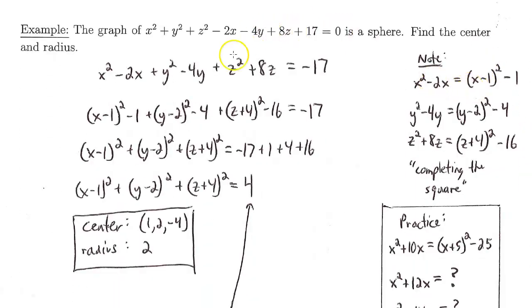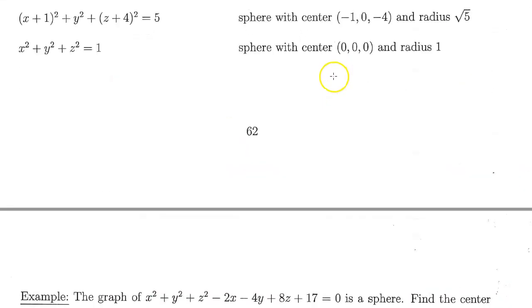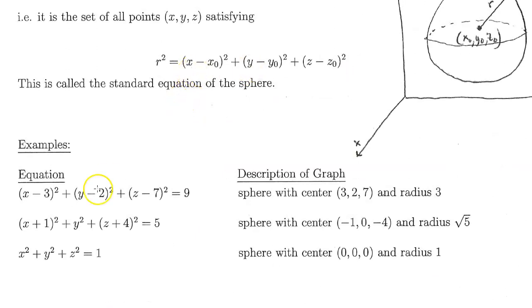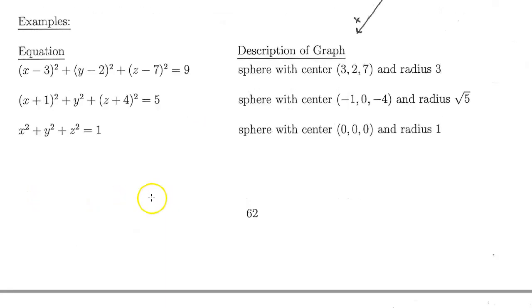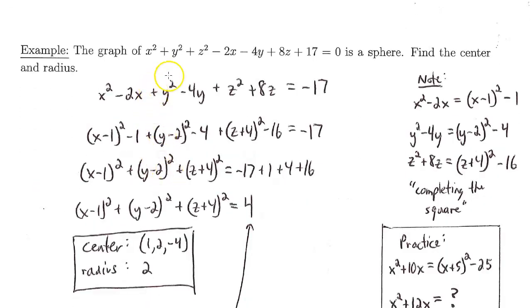Okay, now let's look at an example here. The graph of x squared plus y squared plus z squared minus 2x minus 4y plus 8z plus 17 equals 0 is a sphere. Now, is that really the case? Find the center and the radius. Notice that doesn't look like it's of this form here, but it turns out we can write it in that form by using what's called completing the square.